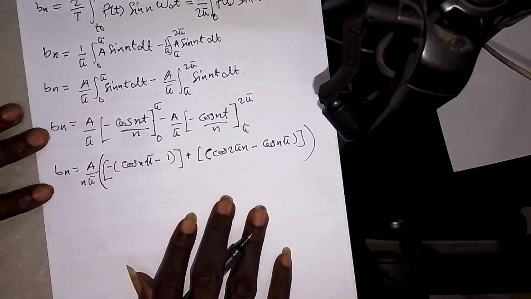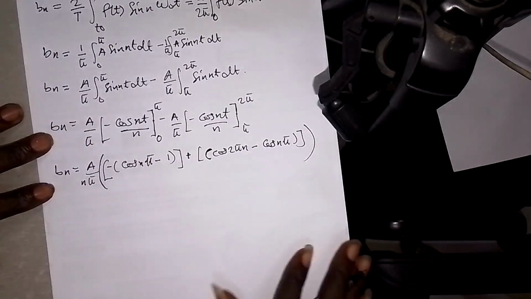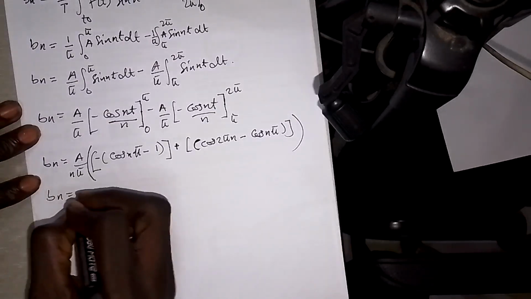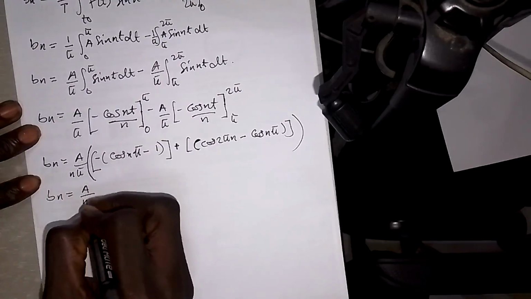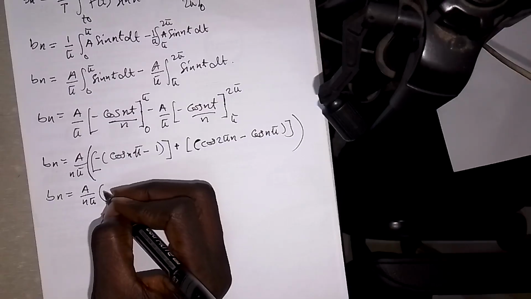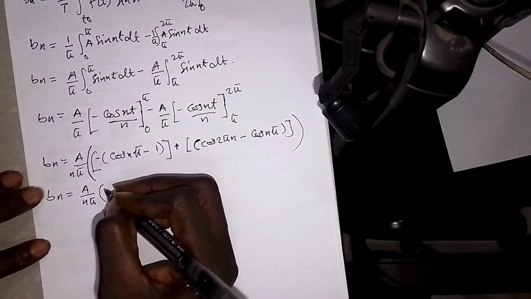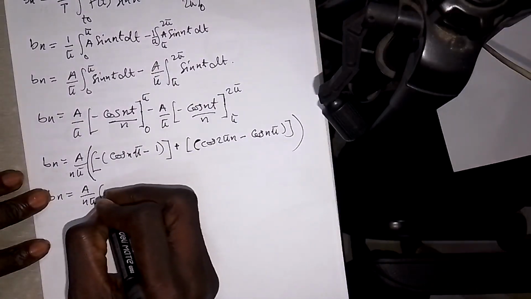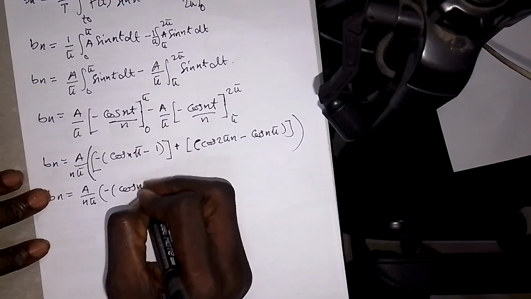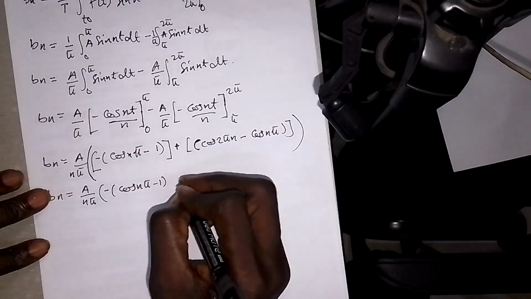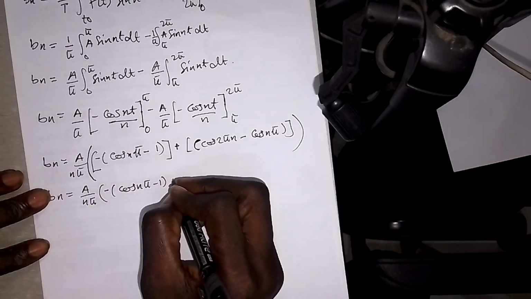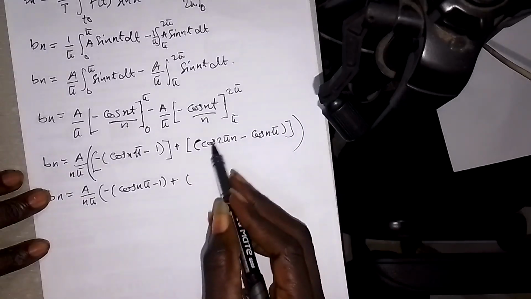So this is what I'm going to have. Now here, what I'm going to do again is that I can have Bn equals A over n pi, into what I'm going to write here. Here is just going to maintain as minus cos n pi minus 1, plus cos 2 pi n.